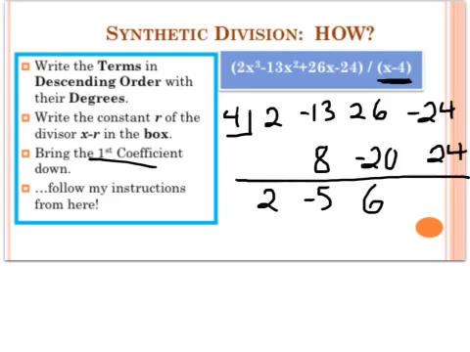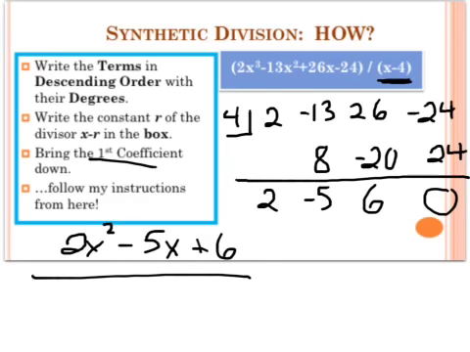So negative 24 plus 24 is 0. That's my remainder. So I will proceed to just write this as 2x. I'm going to go down 1 degree. That's going to be x squared, not x cubed, minus 5x, and plus a 6. This is my final answer with no remainder. All right? Let's go to the next problem.